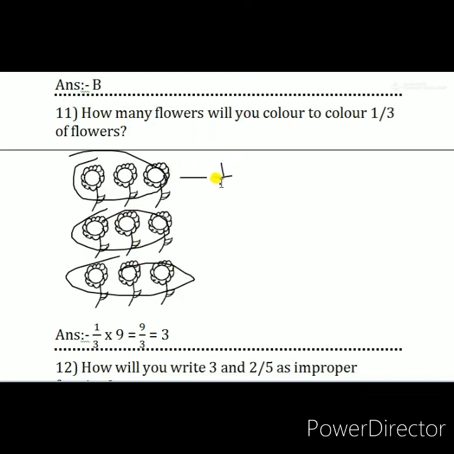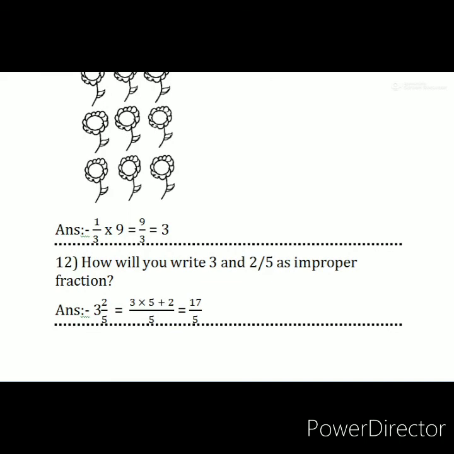The other method is to find 1/3 of 9, which is 1/3 into 9. That means 9 divided by 3 equals 3. Anyway we calculate, we will get the answer 3. To color 1/3 of 9 flowers, we have to color 3 flowers from these 9 flowers. So the answer is 3. 3 flowers we have to color to find 1/3 of these 9 flowers.